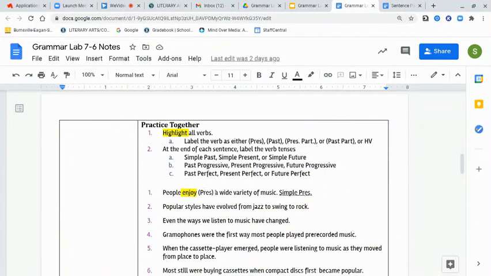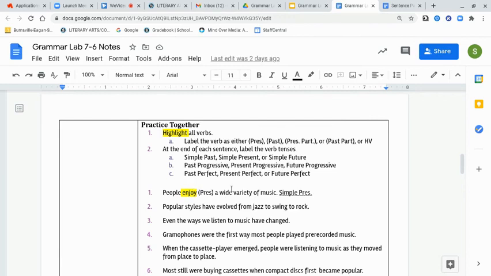So with this one, people enjoy a wide variety of music. We only have one verb in here, and the verb is enjoy. So there's no helping verbs because there's no other verb. People is not a helping verb. Enjoy is a verb by itself. You can't variety someone. You can't music someone. You can't wide someone. So enjoy is your only verb.